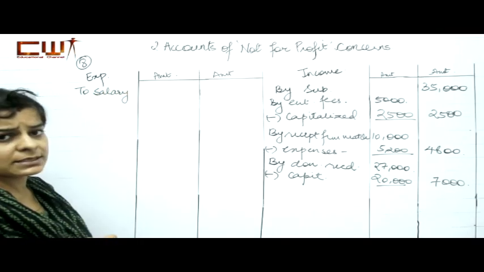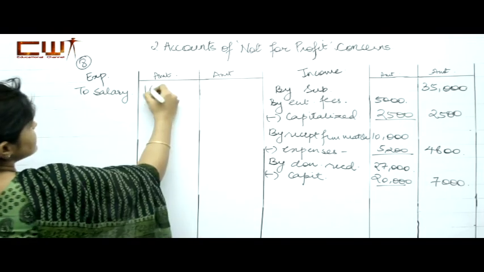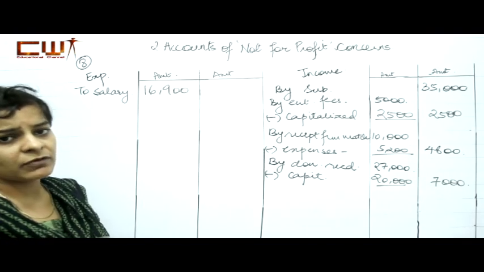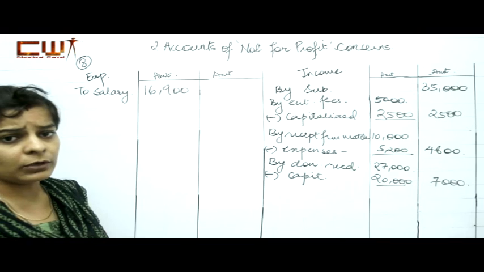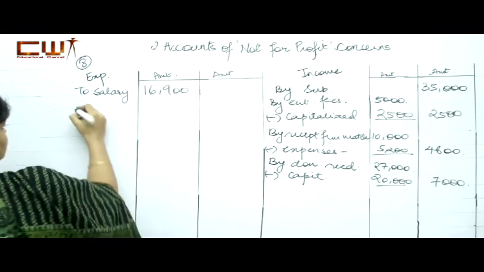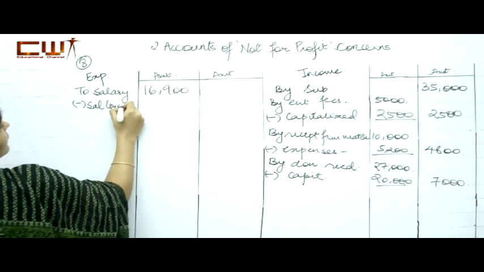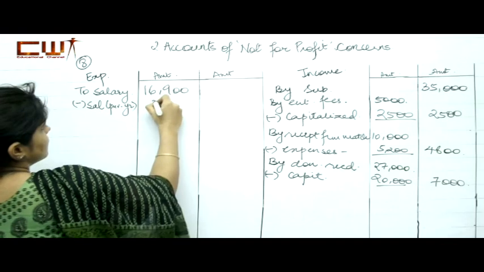Salary. Salary is given as 16,900, right? 16,900 is the salary given to you, and they have given the salary of the previous year also and the current year also. So what will you do? Salary, you will be subtracting the previous year. Previous year salary will be subtracted.